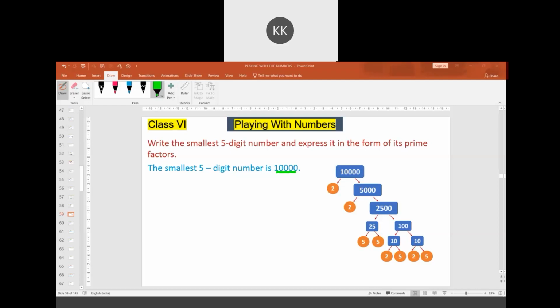Here the product of primes is 2 into 2 into 5 into 5 into 2 into 5 into 2 into 5. In other words, it is 2 multiplied how many times? 4 times, into 5 multiplied 4 times. So 2 raised to the power 4 into 5 raised to the power 4. This is called the product of primes. Yes, there is another way to write the product of primes, that is by prime factorization.